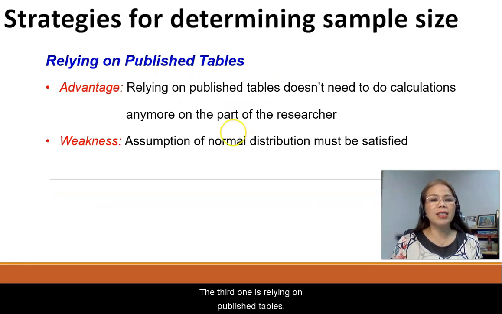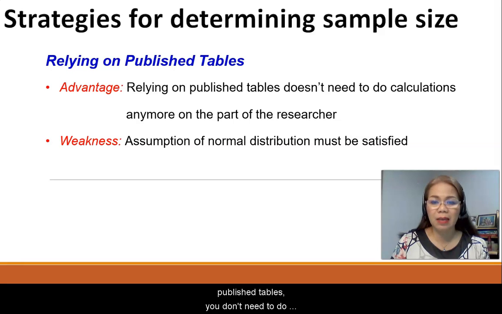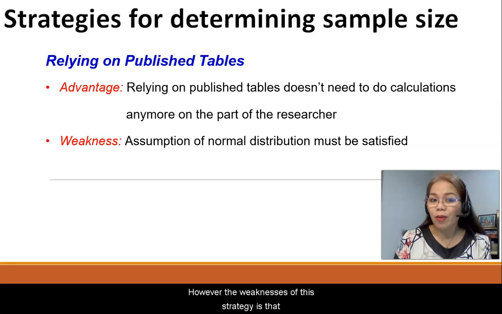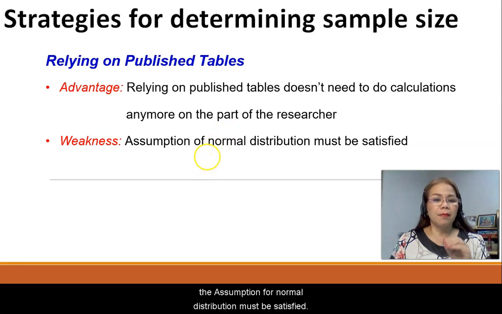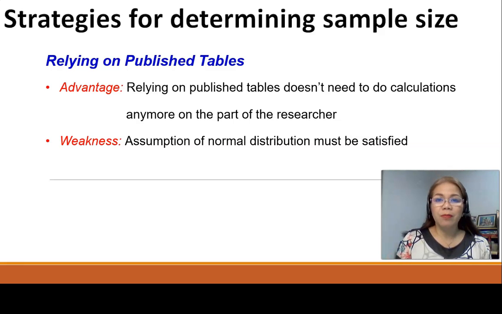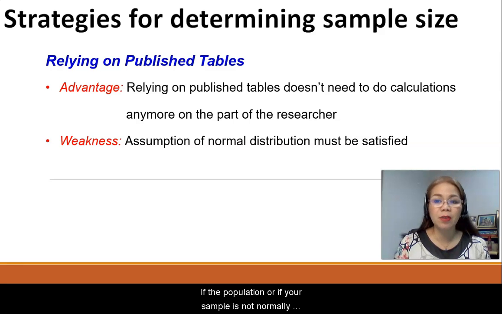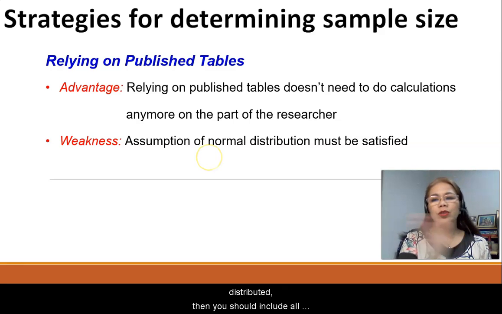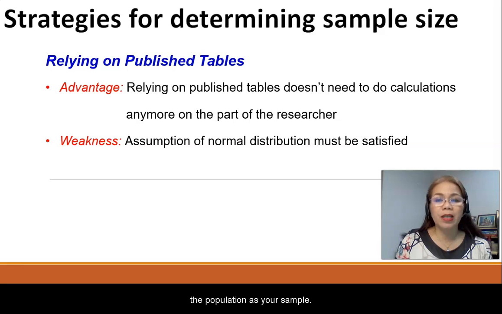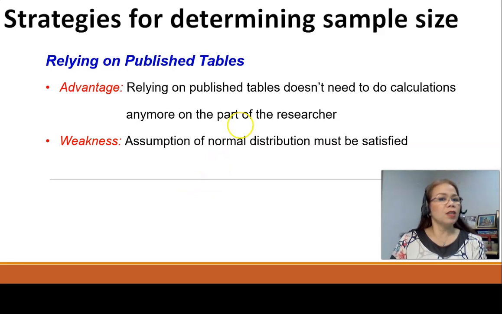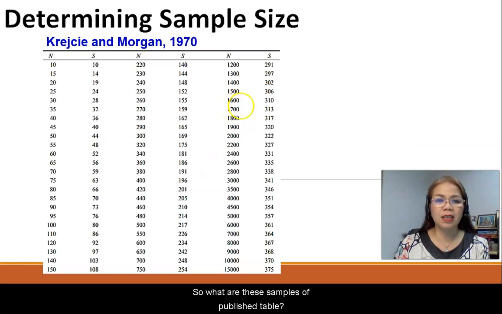The third one is relying on published tables. The advantage, of course, is that you don't need to do calculations anymore. However, the weakness is that the assumption of normal distribution must be satisfied. If your population or your sample is not normally distributed, then you should include the whole population as your sample. So what are some examples of published tables?